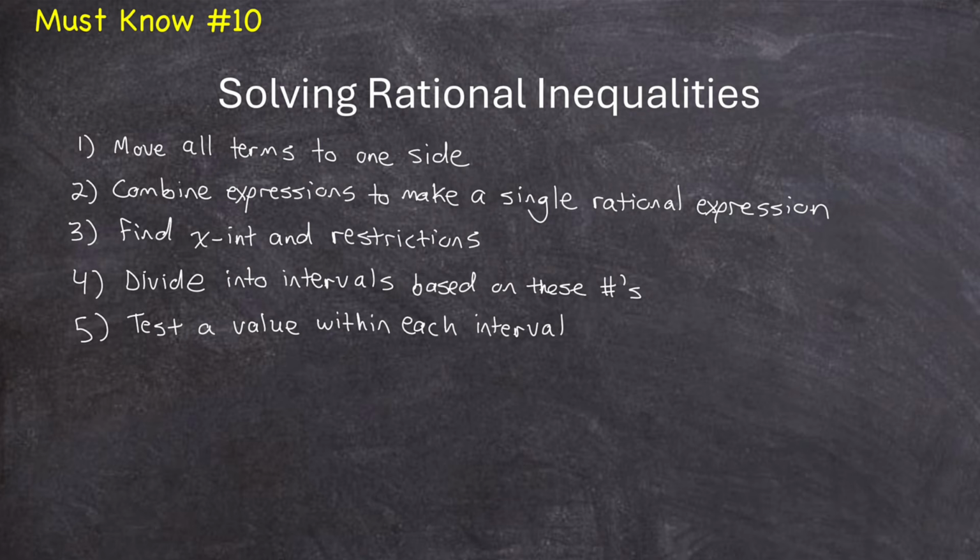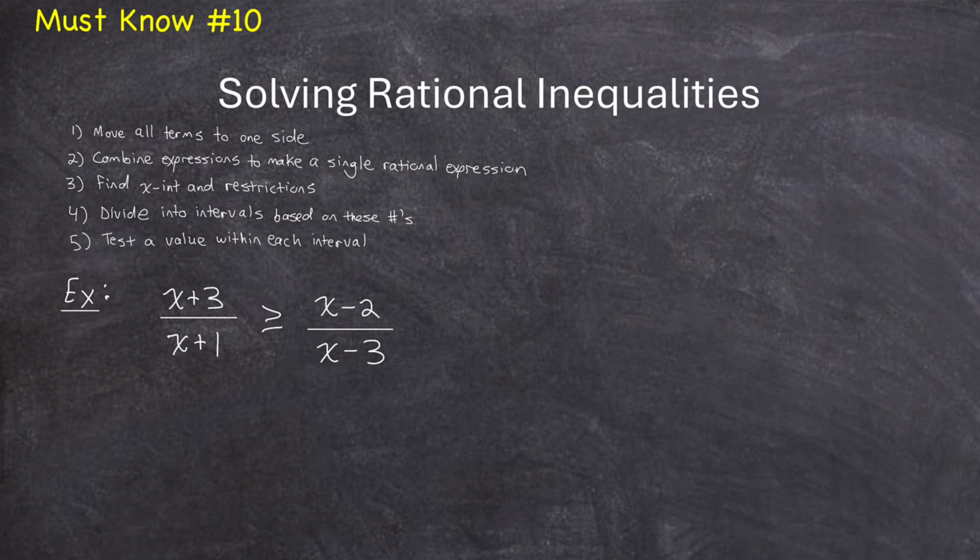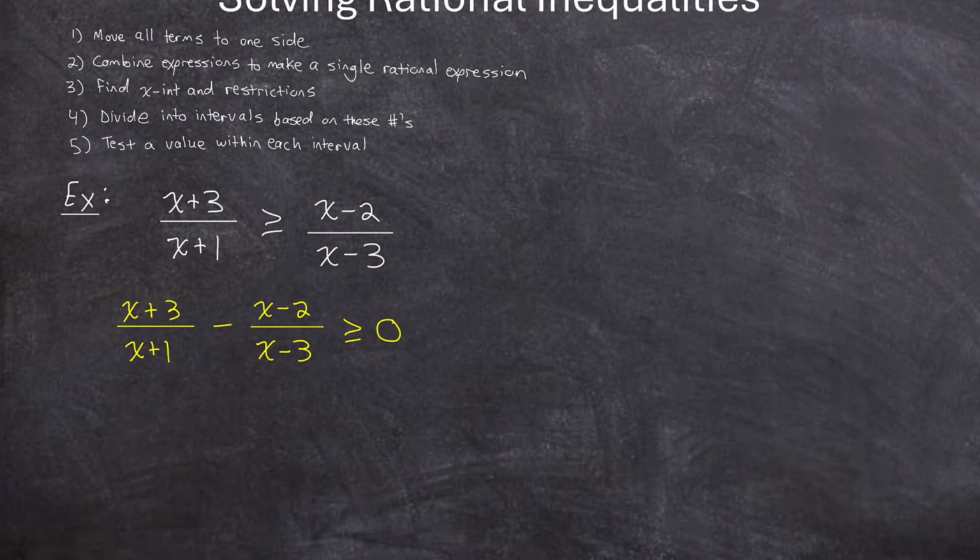And let me make some room and let's go ahead and solve a rational inequality. When solving this inequality, the first thing I should do is move all the terms to one side. So I think what I'll do is I'll take this term and bring it to the left by subtracting it. And now I need to combine these expressions by getting a common denominator. And my common denominator will just be the product of these denominators.